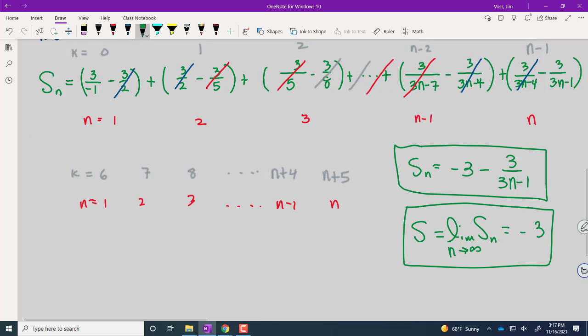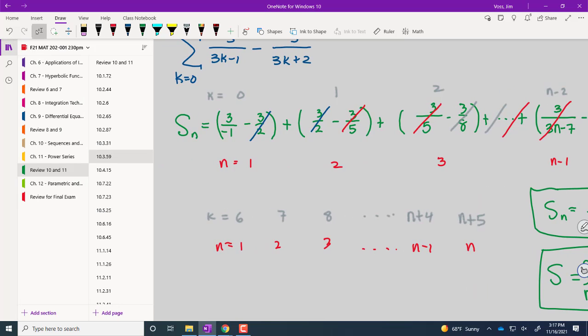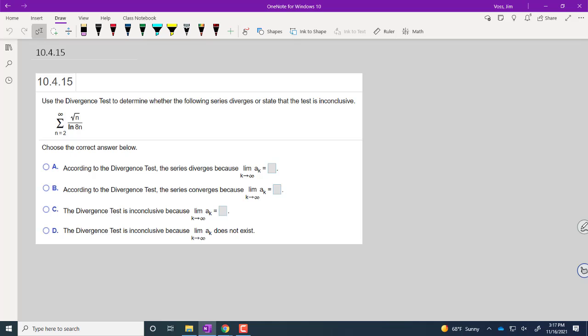All right, any other questions with that one? Telescoping series. Pretty fun. All right, divergence test.